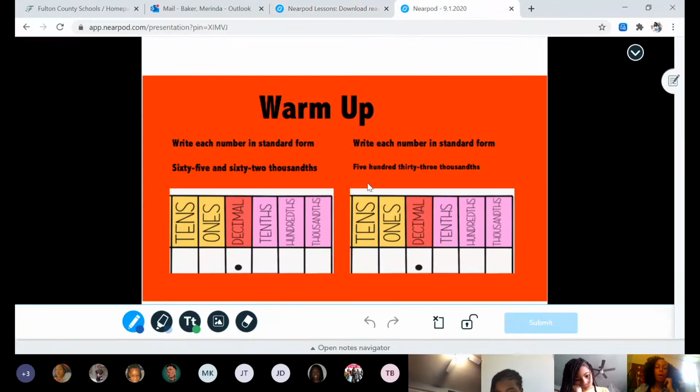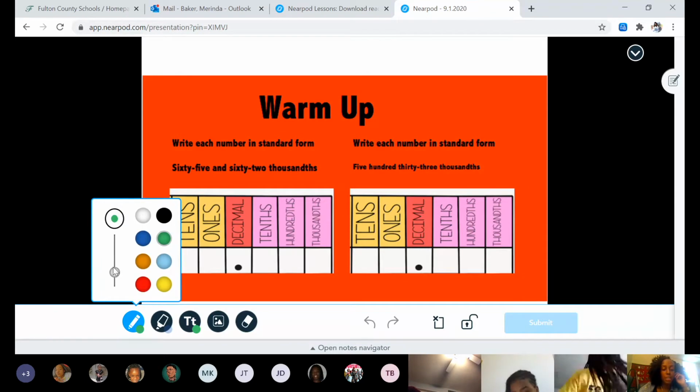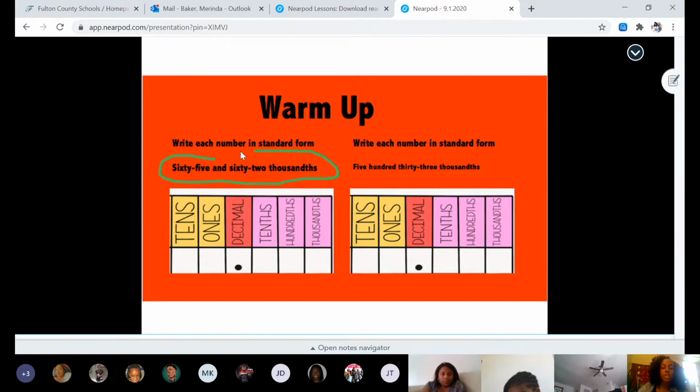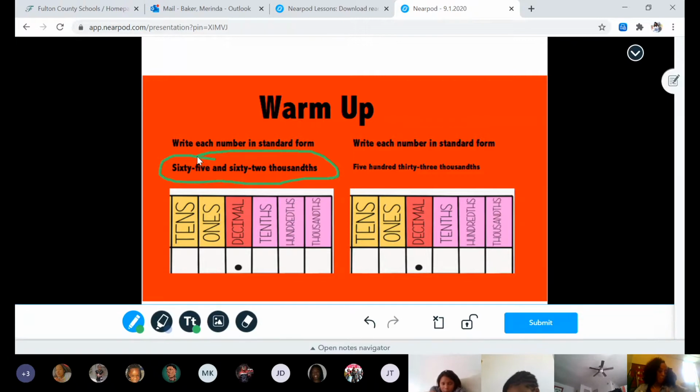All right, so our warm up says write each number in standard form. I'm going to do this first one for you guys, and then you're going to do the second one on your own. So, let me read this number. They gave it to us in word form, and they want us to convert it to standard form. So right now, Ashley, you're logged on to the Nearpod still, but you're watching me, and then in a second, you're going to complete it on your own.